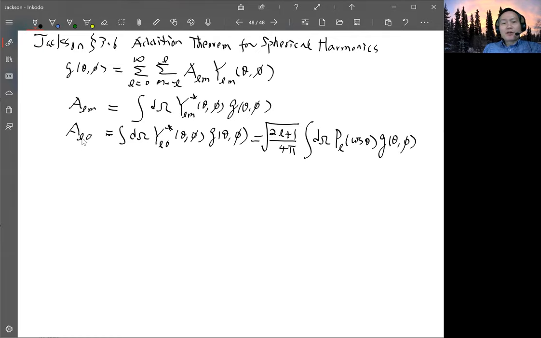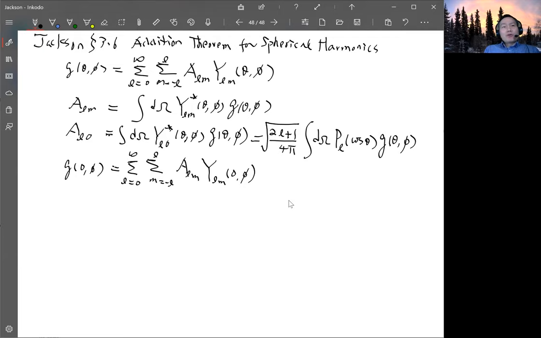But this same A_L0 coefficient also shows up in another situation. Going back to the original expansion, if you set theta equals zero, you get the sum of L from zero to infinity, M from negative L to L, of A_LM and Y_LM at theta zero and phi. When you evaluate Y_LM at theta equals zero, only M equals zero survives. For all the M not equal to zero terms, they are all zero when theta is zero. So you pick up just one term.